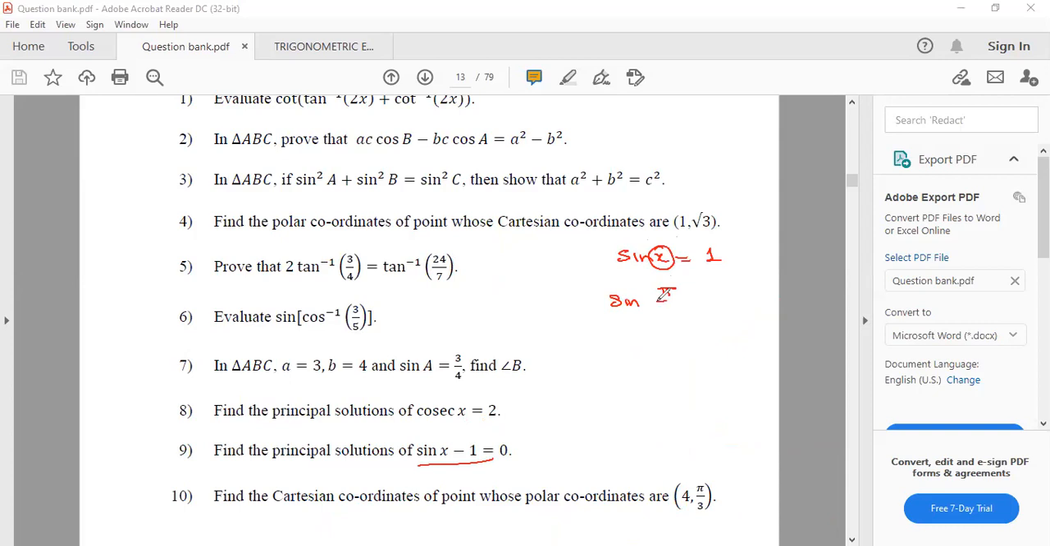Sin pi by 2 is equal to 1. Here, you cannot write any other value because it comes on the axis. So sin x is 1 only once. So pi by 2 is the only principal solution. So pi by 2 belongs to 0 to 2 pi. Therefore, the principal solution is pi by 2.